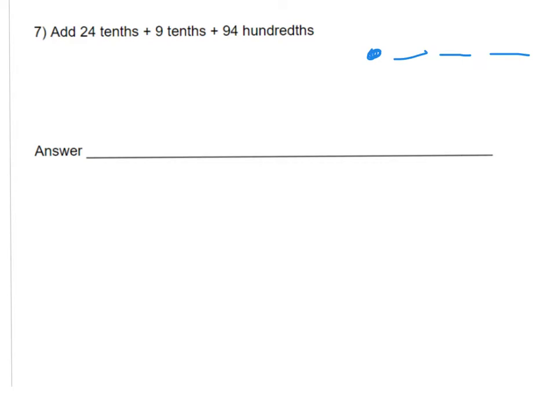So if I'm thinking about that, when it says 24 tenths, I know between my decimal, the 4 has to land in the tenths place, right? So that means the 2 comes before it. So 24 tenths looks like this, 2.4. Then I'm going to add to it 9 tenths, which I know looks like this, 0.9, so I have a number underneath the tool.